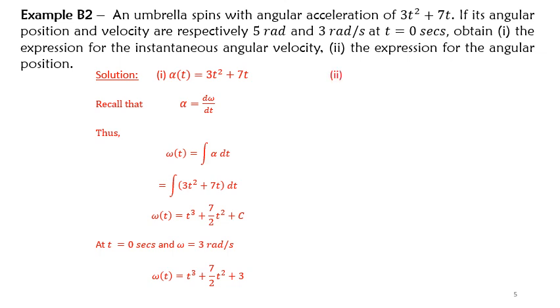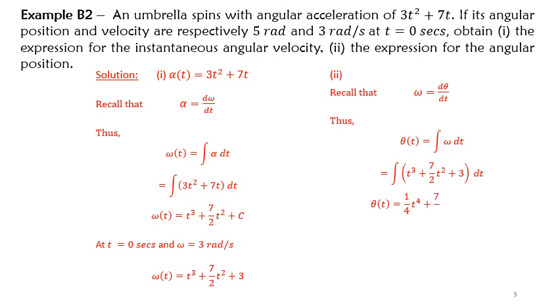Likewise, for the angular position, we can recall that the angular velocity is dθ/dt. So integrating omega with respect to t gives us the instantaneous value of the angular position. So the integral of t cubed plus 7 over 2 t squared plus 3 dt will give us the expression 1 over 4 t raised to the power 4 plus 7 over 6 t raised to the power 3 plus 3t plus d. And this d is a constant which can be obtained by substituting the value of theta, which is 5 radians, when t is equal to 0.